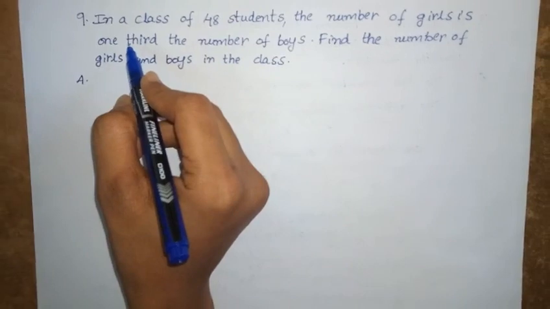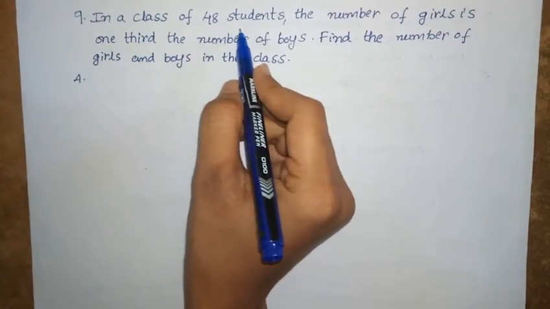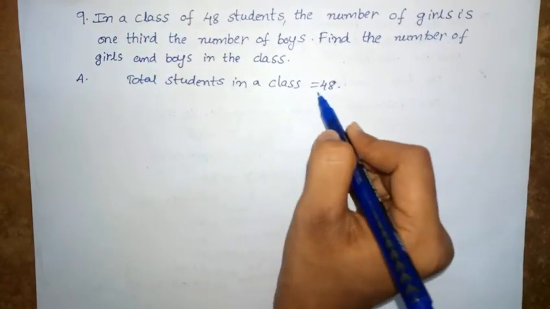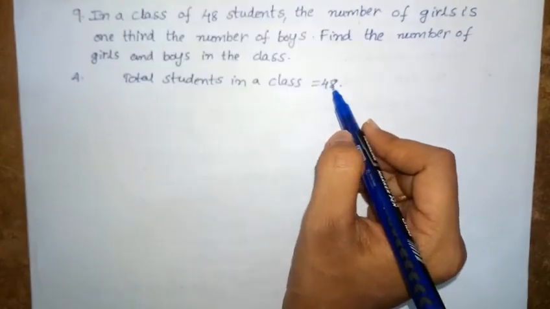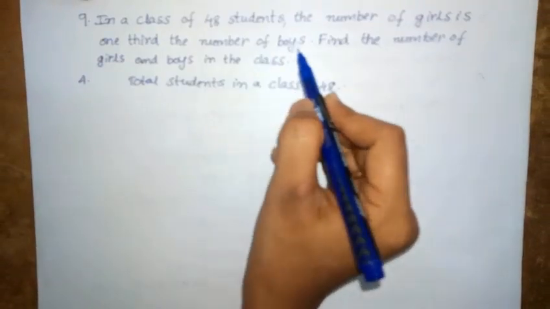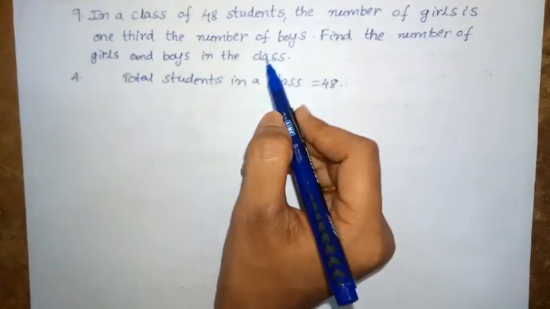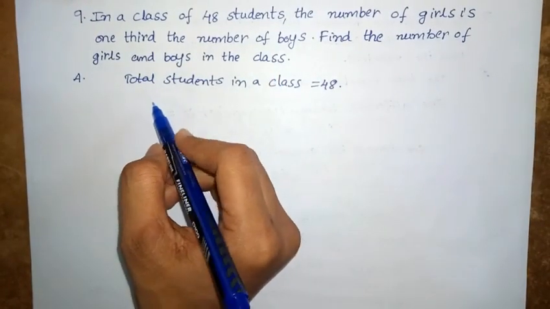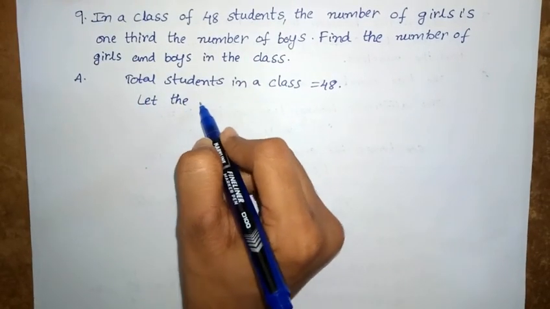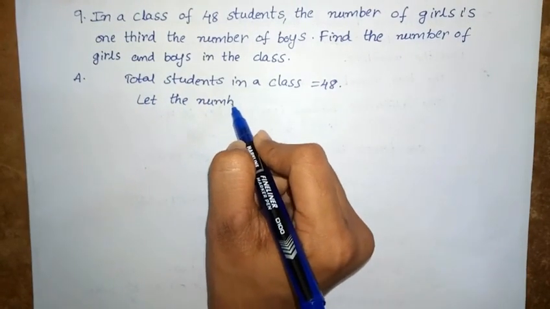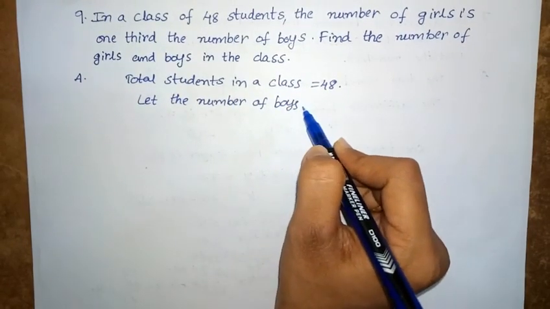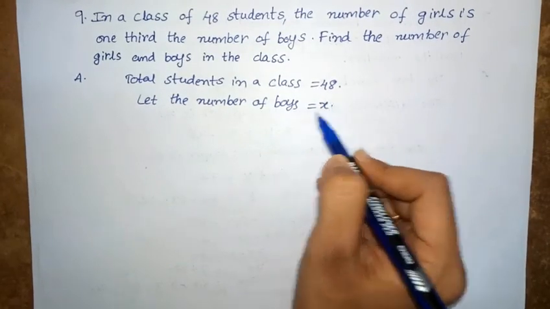First, to write, in the problem given, the total number of students in the class is 48. In the problem, the number of girls is 1/3 of the number of boys, so girls is compared with the number of boys. So first, let the number of boys be equal to x.